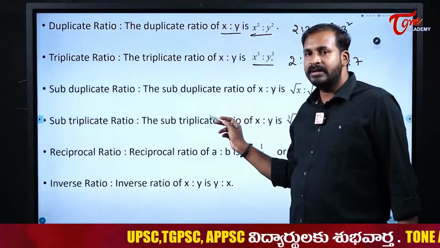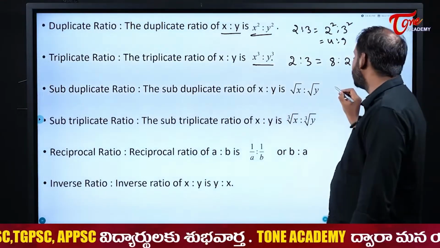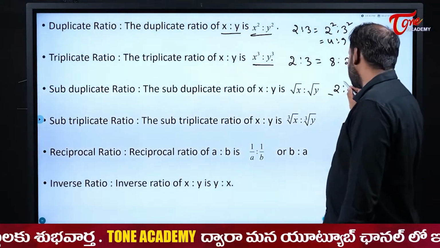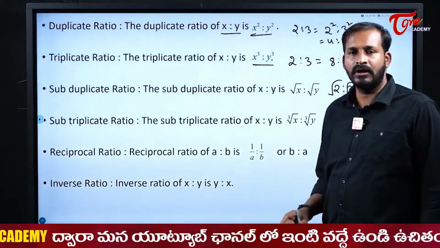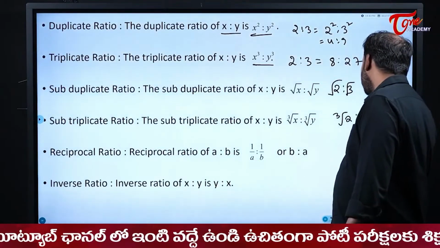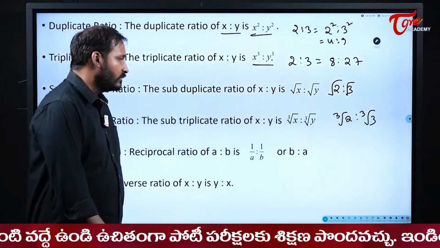Next, subduplicate means what? Square root of x is to square root of y. For example, if I want to write the subduplicate ratio, it means take directly the square roots, the power 1/2. And if it is subtriplicate, it means cubic root of x and y. So that means cubic root of 2 is to cubic root of 3.